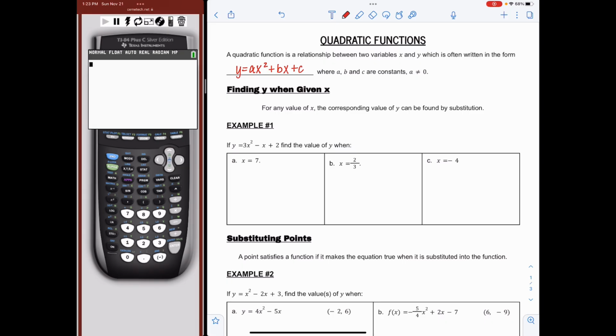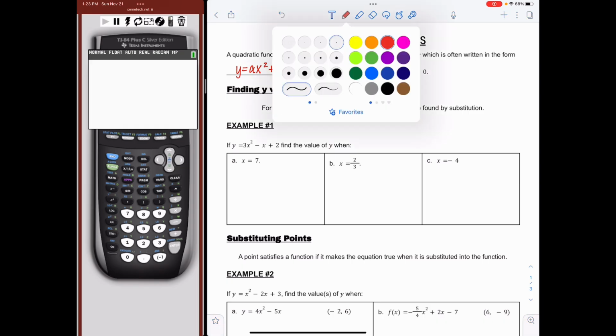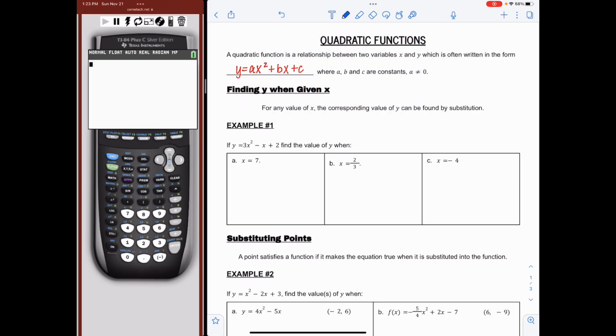So, we're first going to talk about finding your y value when you are given your x value. For any value of x, the corresponding value of y can be found just by substitution. So let's look at example 1. Example 1 states that if y is equal to 3x squared minus x plus 2, find the value of y when we're going to start with x is equal to 7. So that means that I'm replacing all of my x's with 7.